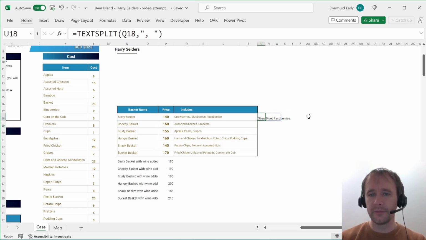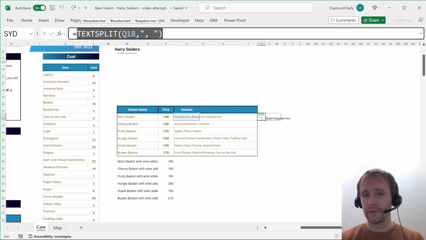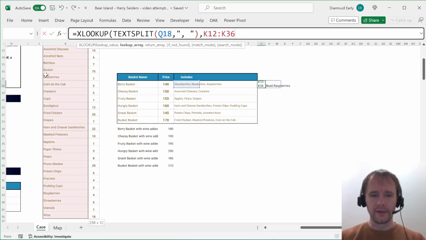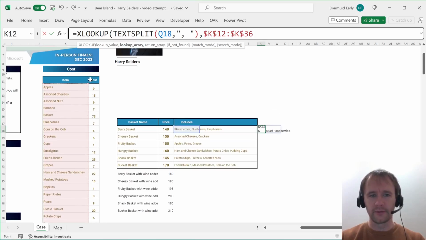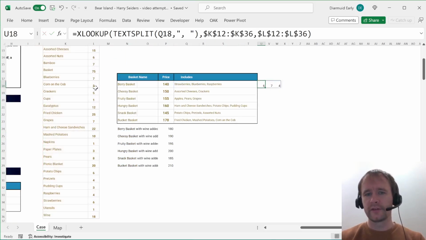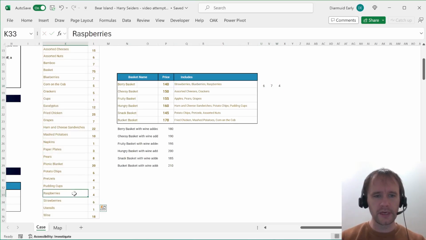Now, you might be tempted to then say, okay, let's XLOOKUP each one of these into the food list and whatever. But you don't need to do that because XLOOKUP can deal just fine with an array of inputs. So we can just wrap this in XLOOKUP. So we look up all of those values that you get by splitting the text in, I'm not going to be referring to this table very often, which is the only reason I'm not taking the time to name it. So in this list of items, returning from this list of costs. And that tells us strawberries are 6, blueberries are 7, raspberries are 4. Let's just do a quick check. Strawberries are 6, raspberries are 4, blueberries are 7. So that's all good.